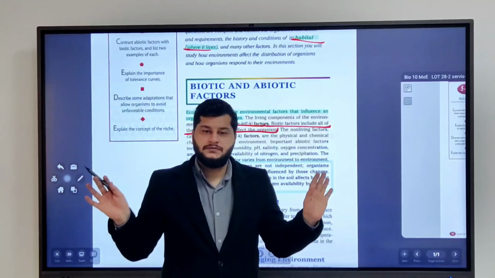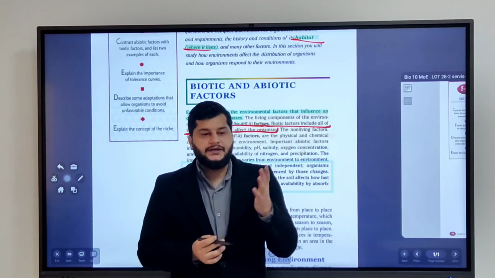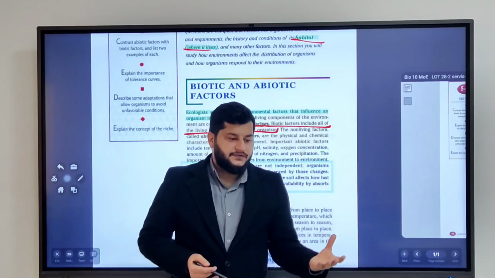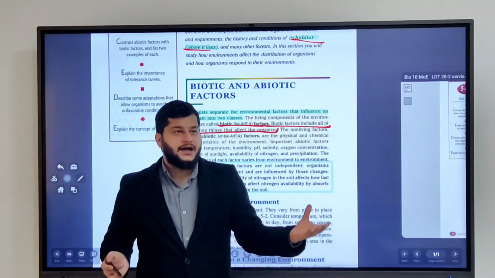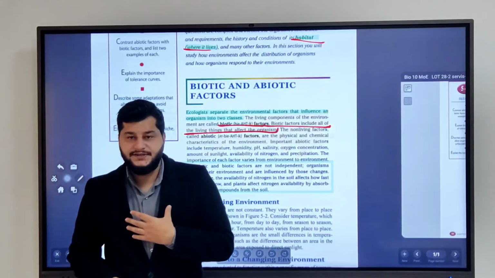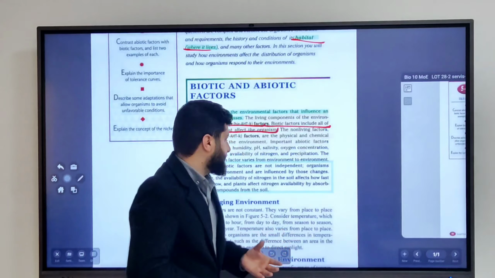Anything that's living. So, I'm a human. Can I affect another organism? Yes. Like, do I have an effect on, let's say, cows? Yes, I have an effect. So I'm a biotic factor. Do plants have an effect on me? Yes, they have an effect on me. So they are biotic factors.